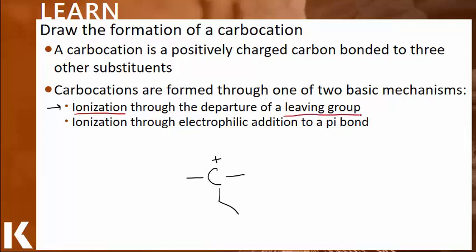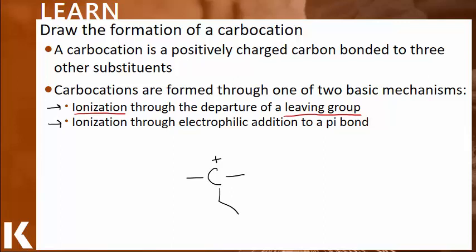Leaving group is likely a new term, and we'll cover it in more detail when reviewing substitution and elimination, but it's a molecular fragment that takes both electrons from the bond when it leaves the parent molecule. The important takeaway from this is that a leaving group has the ability to create a carbocation.